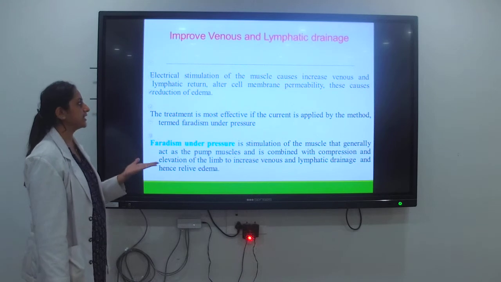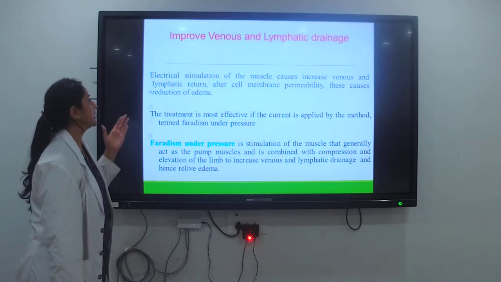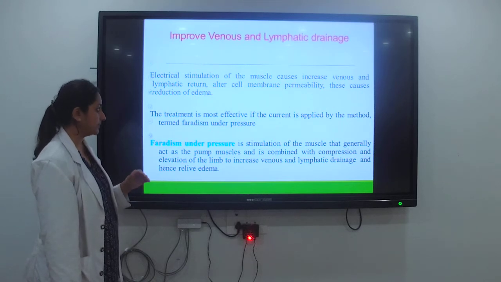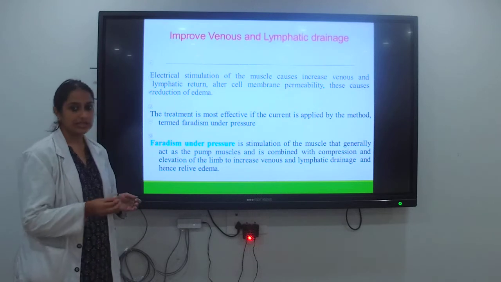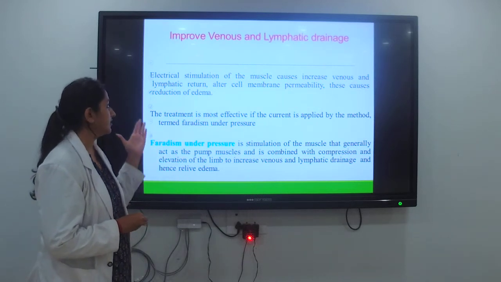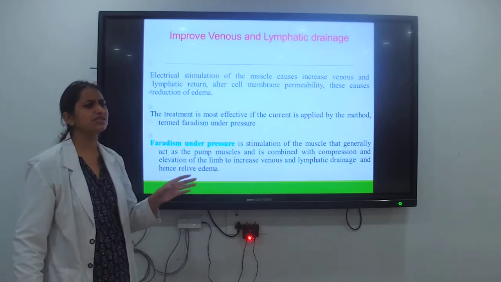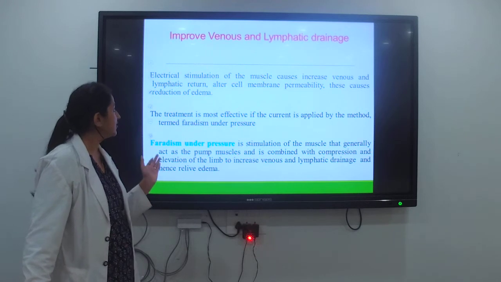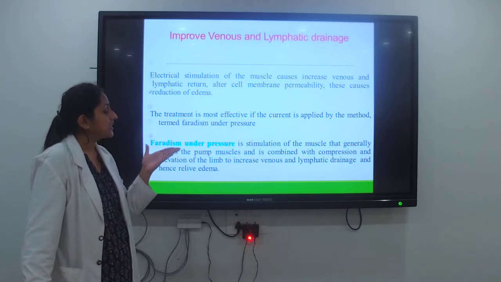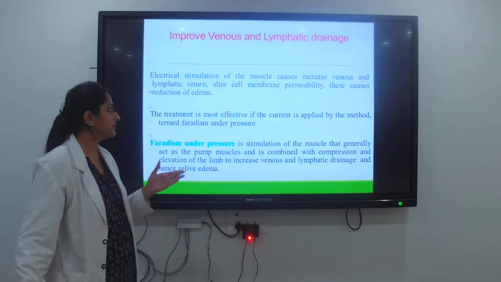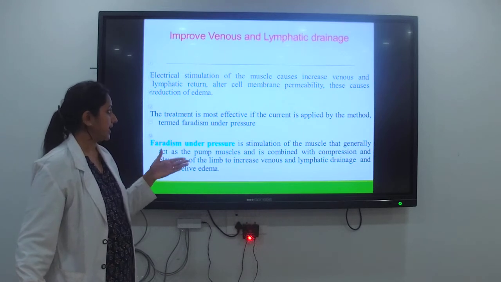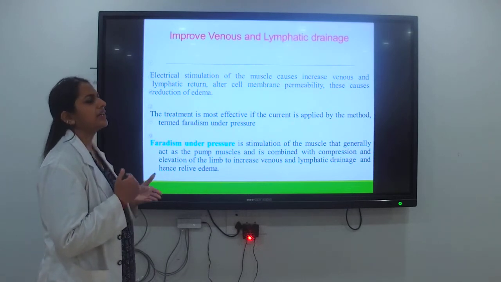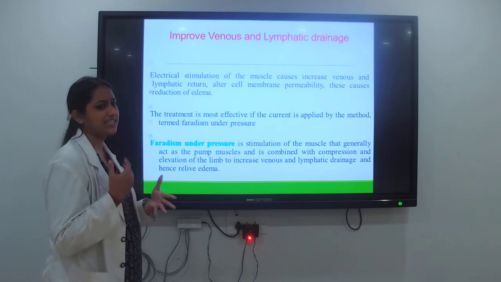Now first we'll see what comes under electrical stimulation. Electrical stimulation of the muscle causes increased venous and lymphatic return and alters cell membrane permeability. This causes reduction of edema. When we apply the electrical stimulator machine to any specific muscle, or group of muscles, it will first increase the venous and lymphatic return. Also it will alter the cell permeability. What is the significance of cell permeability? Altering it affects edema and the exchange of ions between the tissues or cells.